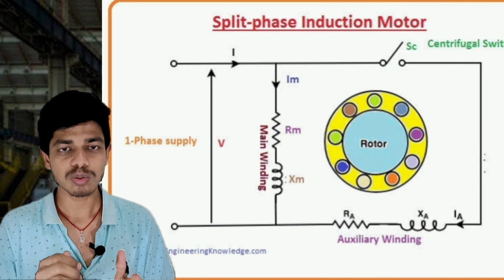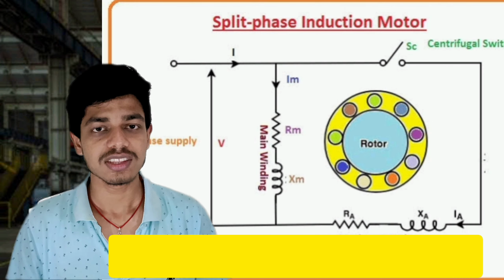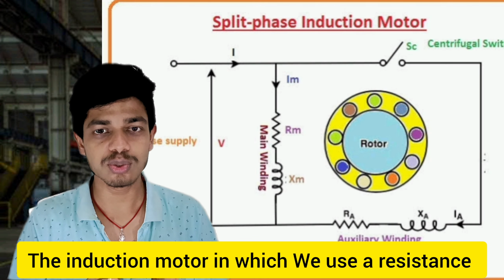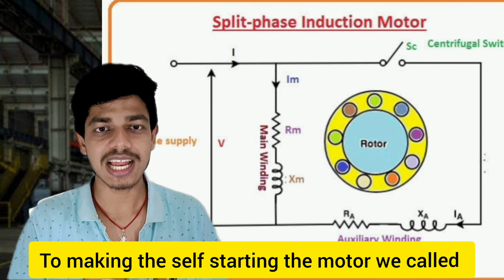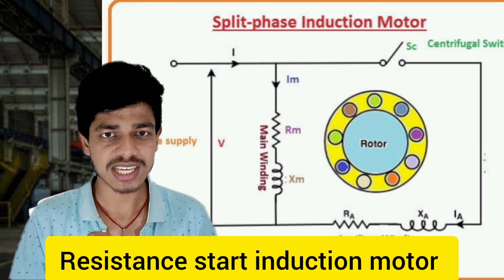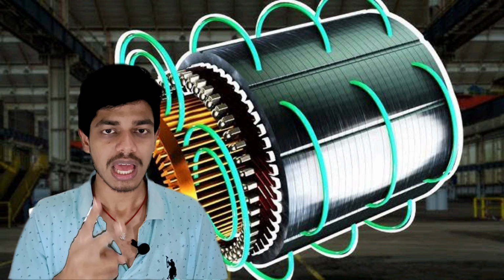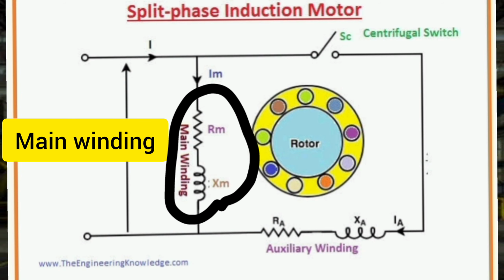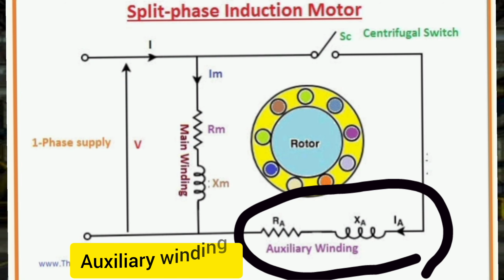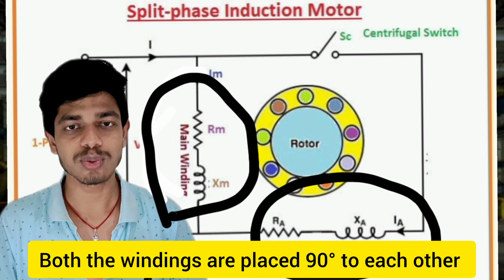Now we discuss the split phase induction motor. This split phase induction motor is also known as the resistance start induction motor. The induction motor in which we use a resistance to make the motor self starting is called a split phase induction motor or a resistance start induction motor. It has two windings, one is the main winding and the other is the auxiliary winding. Both windings are placed 90 degrees to each other.